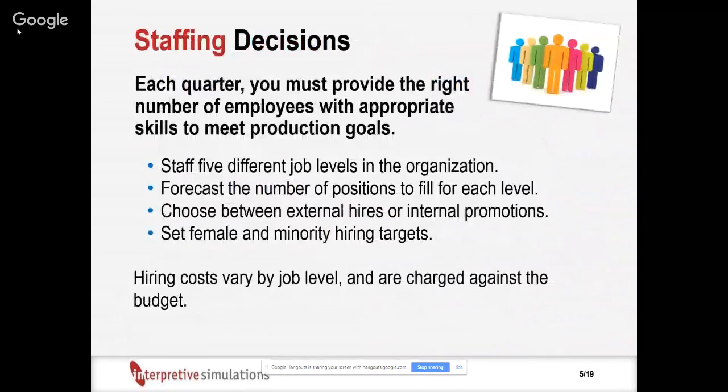Now, your decisions start off with staffing decisions. Each quarter, you have to provide the right number of employees with the appropriate skills to meet the production goals of your organization. In this company, you have 5 different job levels from top management to production workers. Your job is to forecast the number of positions to fill at each level. You have to decide whether you want to hire from outside the company, which are external hires, or if you want to promote your employees from within.